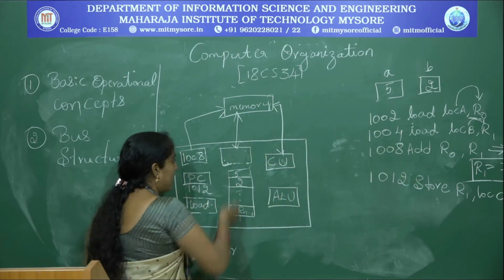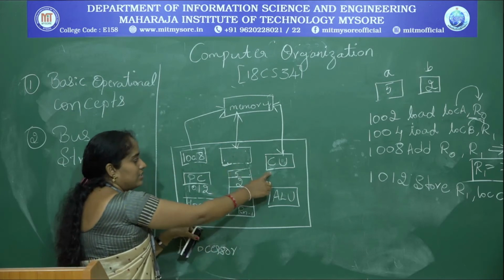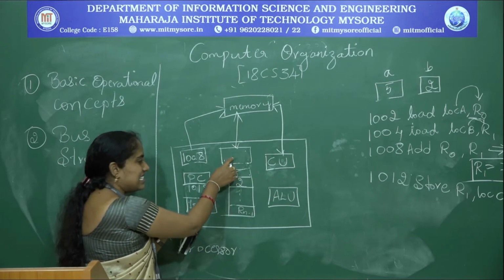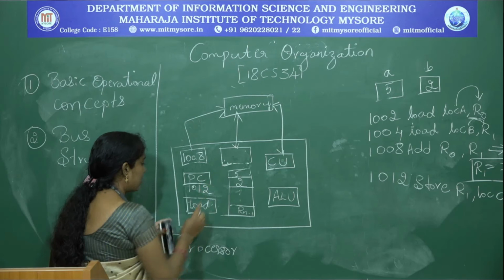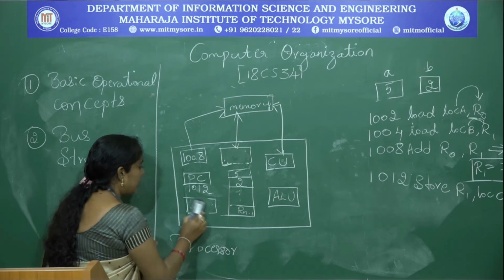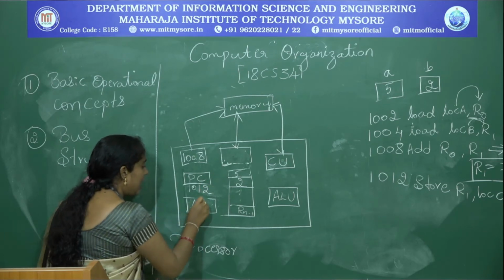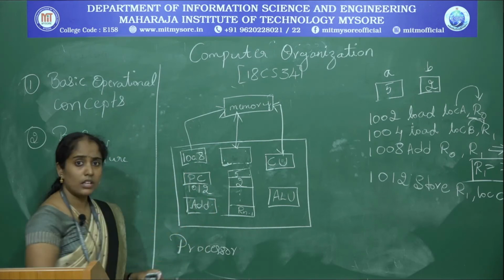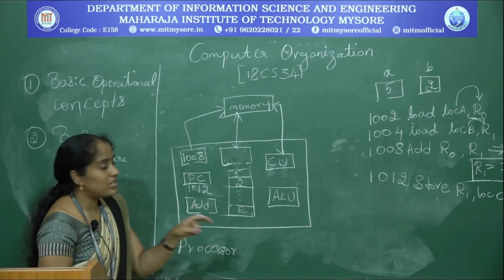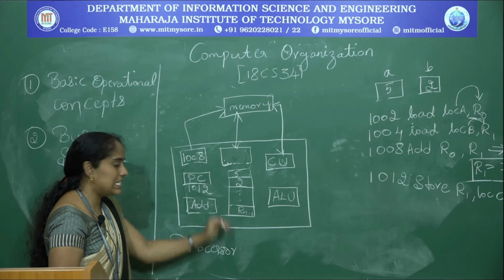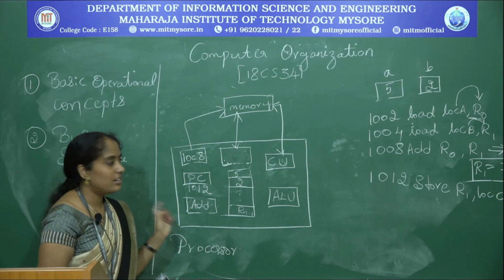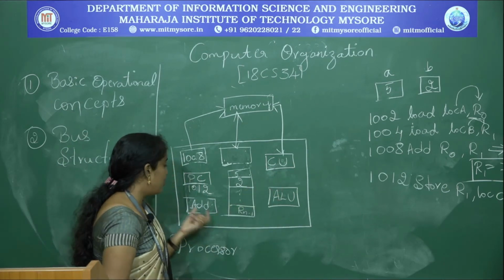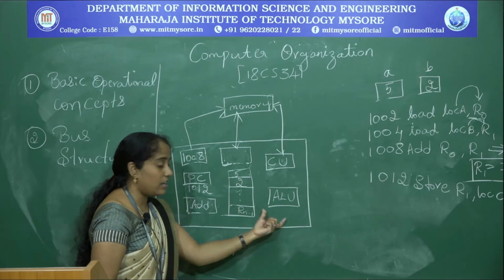So MDR contains add, and again yes, your CU will check here. Yes, it is the instruction and this instruction will be sent to IR. Now IR contains the add instruction. Now next, 2 is a register. It is present inside the processor, right? Now your CU will check. So does this instruction need ALU or not?